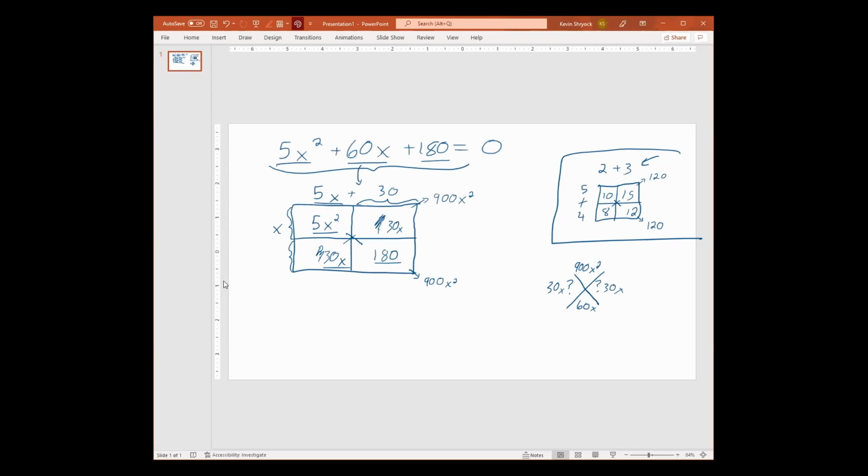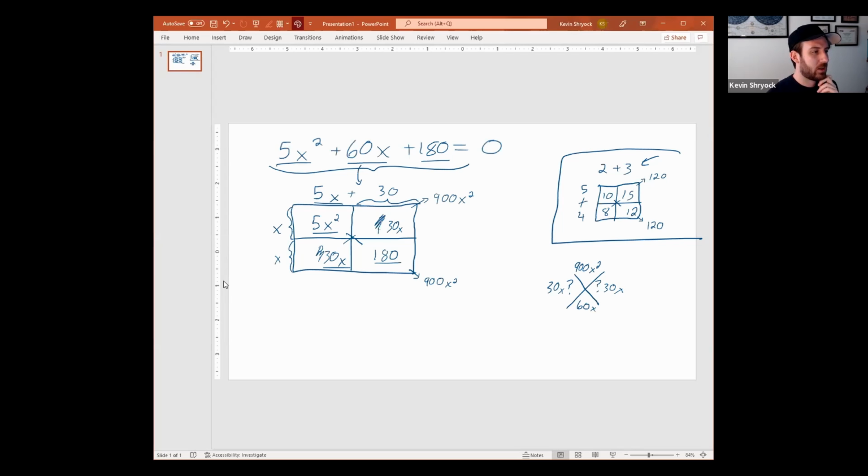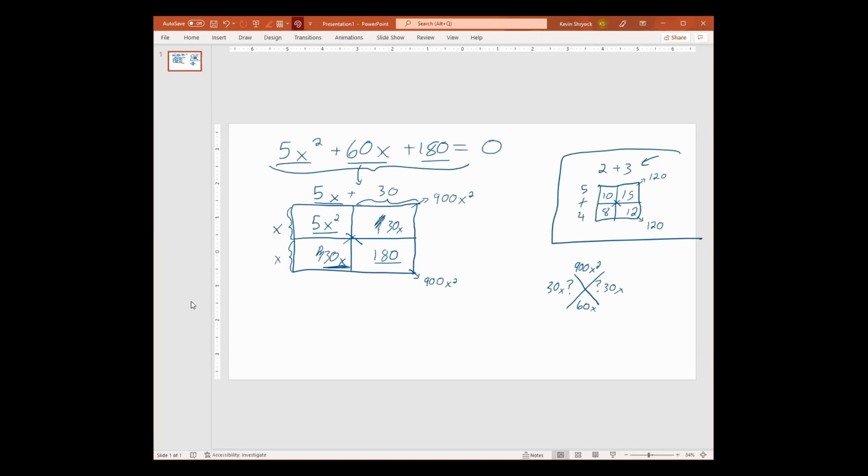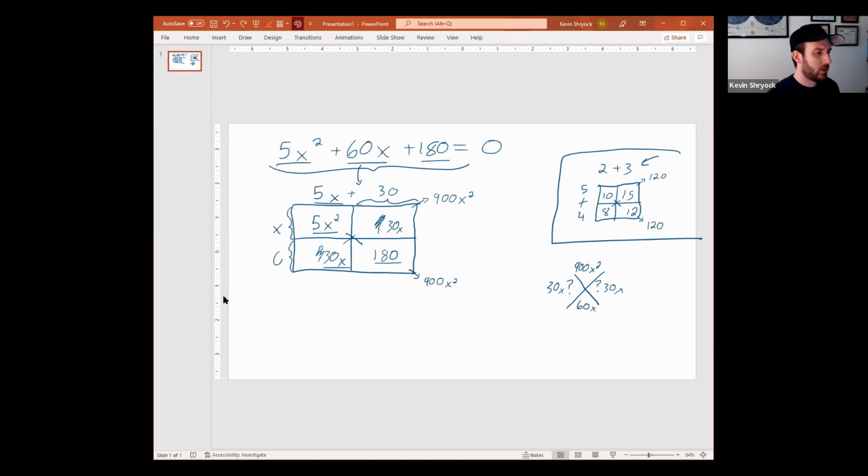An x. Okay, let's try it. If I put an x here, x times 5x would get me 30x. Oh wait, no, 6. Let's try 6. If I put a 6 here, 6 times 5x gets me 30x. And 6 times 30 gets me 180, right? So I've captured my rectangle in two different ways.